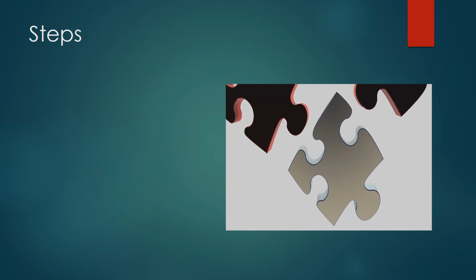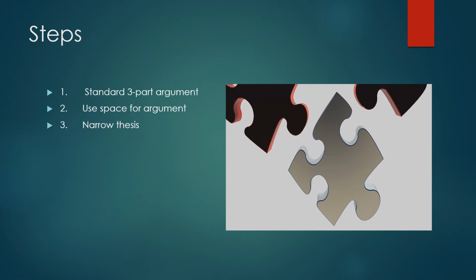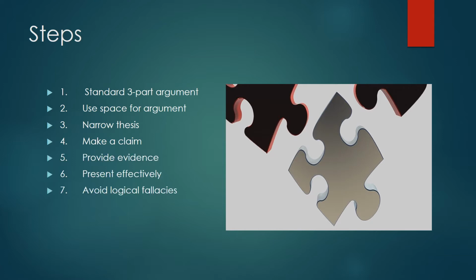There are 9 steps to building an argument. It's the standard 3-part argument, uses space for argument and not facts, narrows a thesis, makes a claim, provides evidence, presents effectively, avoids logical fallacies, and establishes how to be credible before deciding whether or not to address feelings.